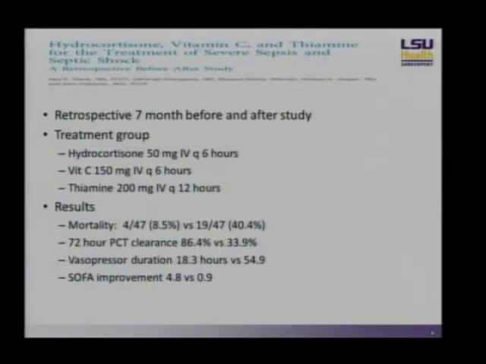Some of the new stuff that's come out. How many people have heard about Marik's study looking at vitamin C? Well, this came out last year, and everybody went crazy. All we have to do is give people an orange, and they're going to survive sepsis.